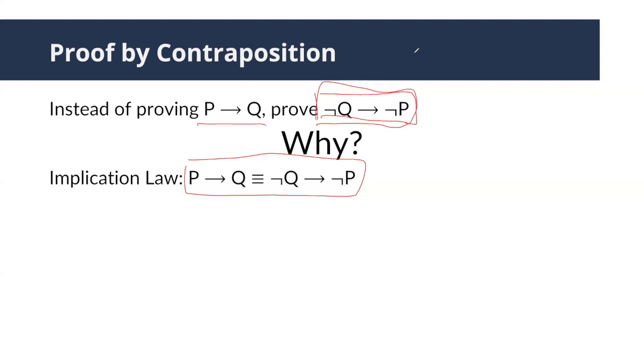But some of you may ask, why does it help? Why do we prove not Q implies not P instead of the original implication? This is because sometimes if you start from the hypothesis, it may not be easy to see how to prove the conclusion is true. We'll see two examples next.